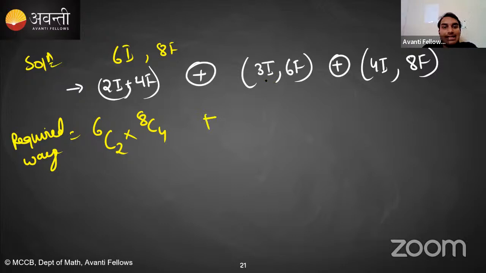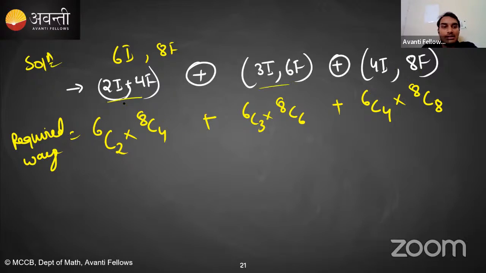Or now select 3 Indians. Available: 6. So 6C3, and select 6 foreigners out of 8 foreigners, 8C6. Or select 4 Indians out of 6 Indians, 6C4, and select 8 foreigners out of 8 foreigners, 8C8. But this is the answer. You should now be able to clearly say why I put the plus sign. This should be clear to you, yes or no? Because the committee can be of this type or this or this.